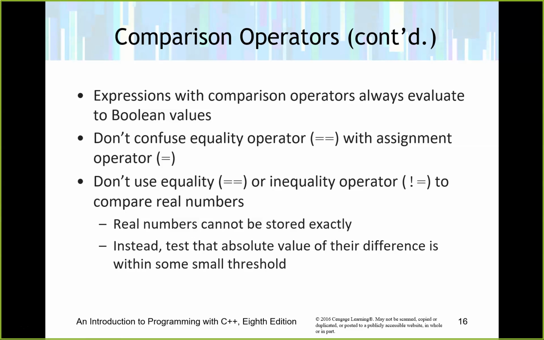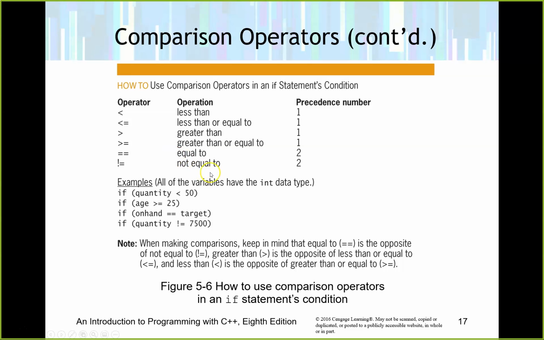If you want to input a number between 1 and 10, you're going to check that it's greater than or equal to 1 and less than or equal to 10. So both conditions must be true. We'll see that again. And here is if quantity is less than 50, A is greater than or equal to 20, on hand equals target. If you did not put in the second equal sign, whatever's in target would get put into on hand.